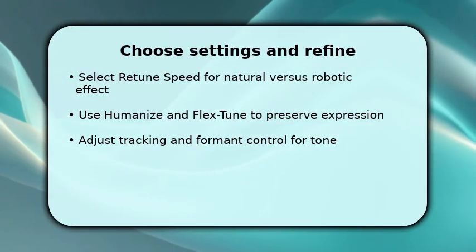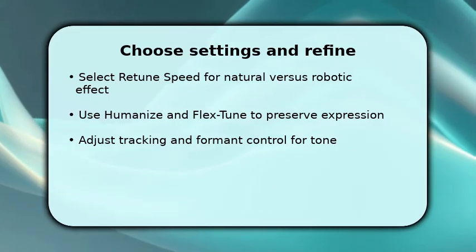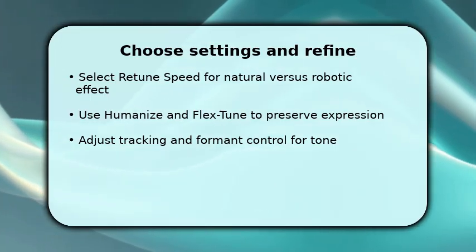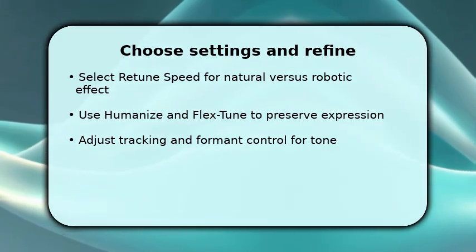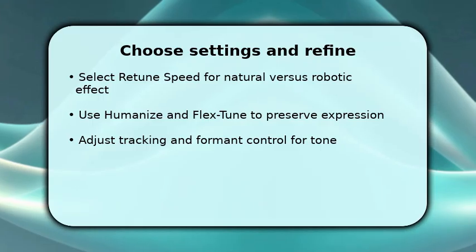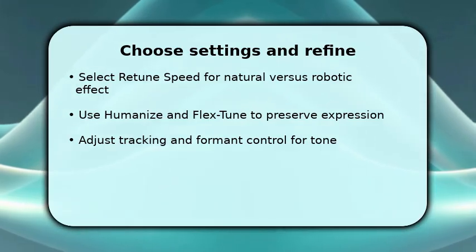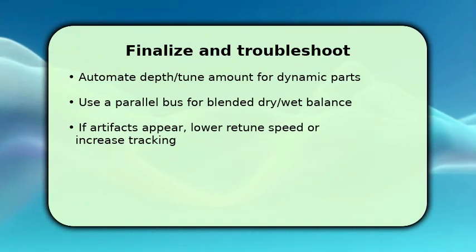Make small adjustments to tracking to prevent glitches on sibilants and consonants, and tweak formant or formant correction to maintain timbre. Once you hear the character you want, move to automation and smoothing. You finalize by automating correction amount across the performance so verses and choruses sit naturally.